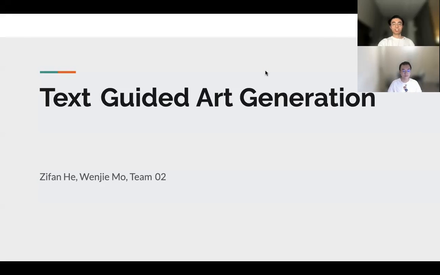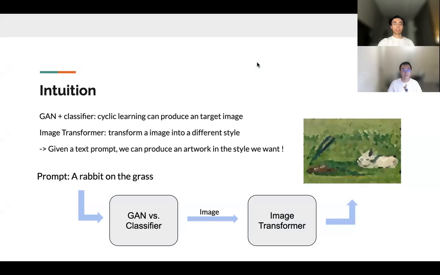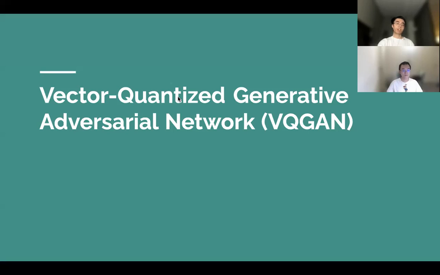Hello, guys. We're Team 2, and today we are going to talk about our final project, the text-guided art generation. In our project, we have two parts. We have a generative model, which takes a text prompt and outputs an image that correlates to the prompt. Then we will have an image transformer to transform the style of the generated image into some artwork. In our case, we will use VQGAN plus CLIP as the generative model and the Paint Transformer as the image transformer. So let's first talk about the first part.